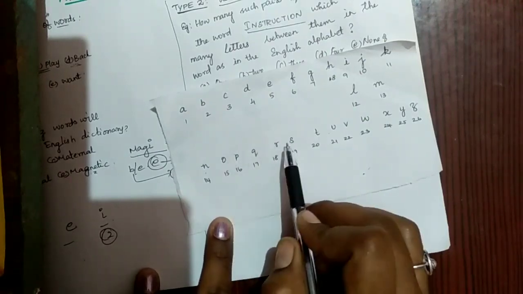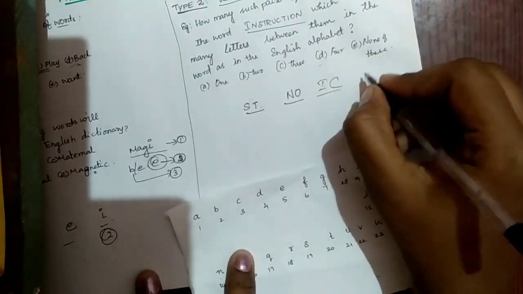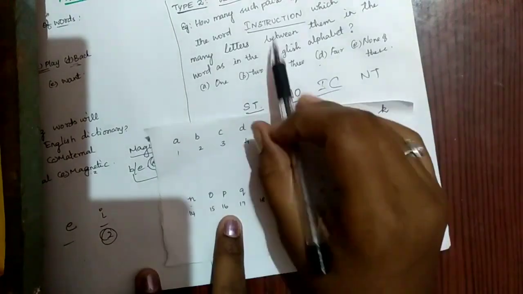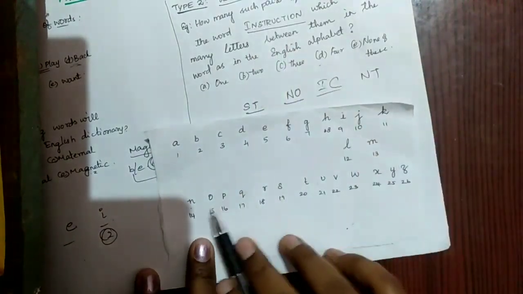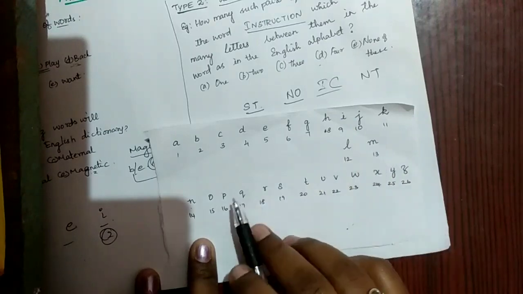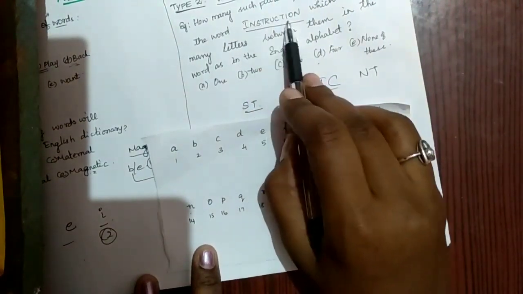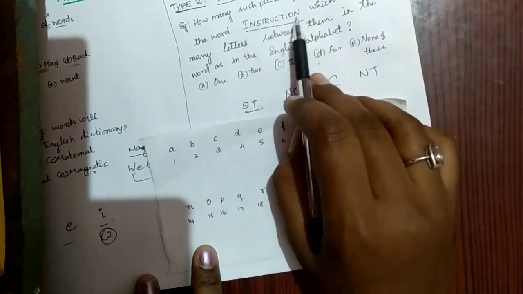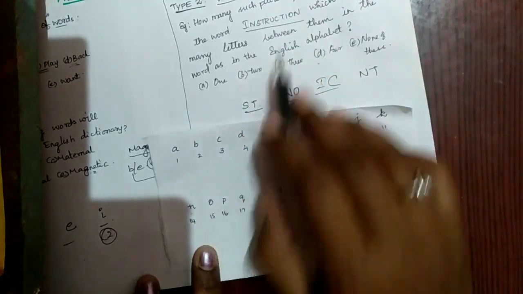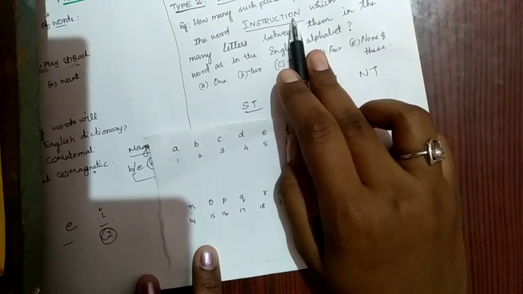The same letter distance is maintained here. So the next pair is N and T. Between N and I, 1, 2, 3, 4. Here between N and I, more than 4. Okay, next with N and O. Here N follows O, but here it does not follow O, right?